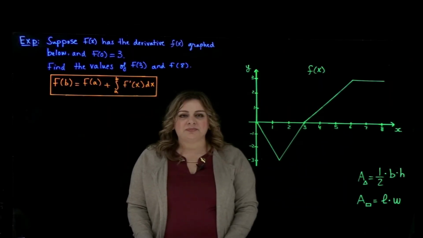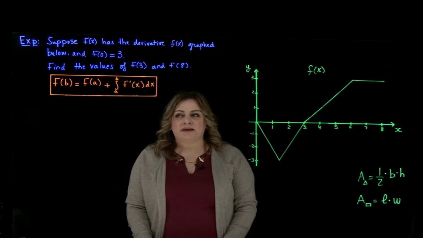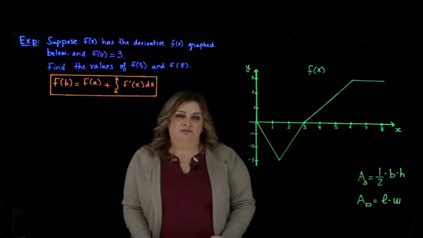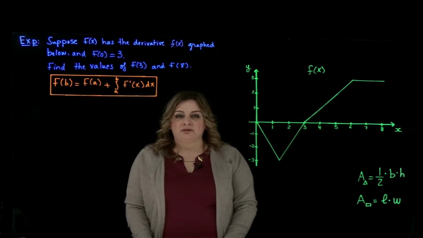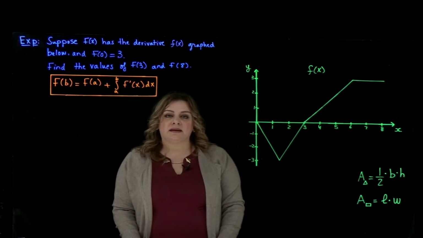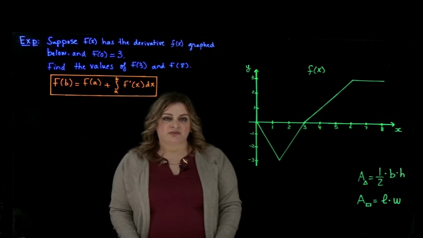Starting with our example, suppose big F of x has a derivative little f of x graphed below. This is the graph of little f of x, and big F of 0 equals 3. We want to find the values of big F of 3 and big F of 8. I wrote the restated form of the theorem here. Let's start and find the value of big F of 3.